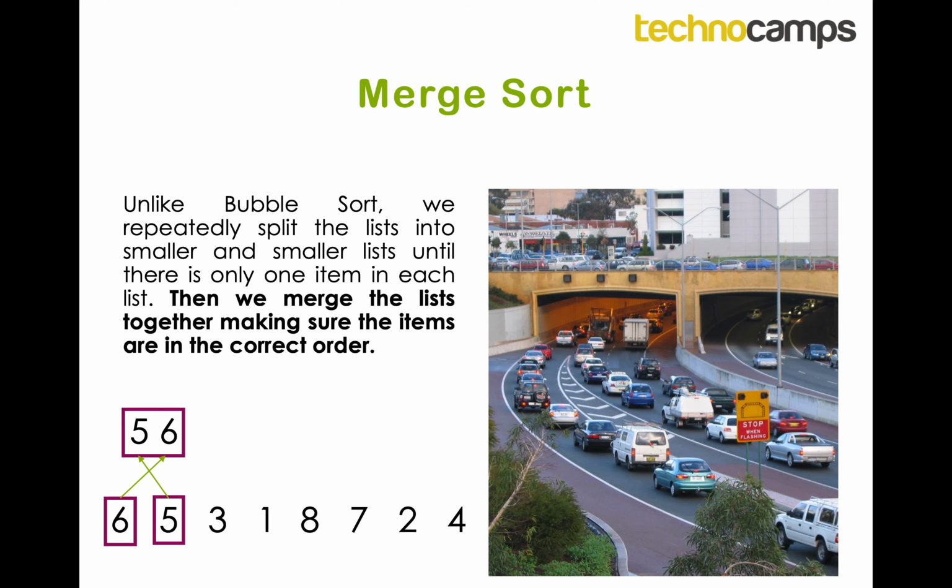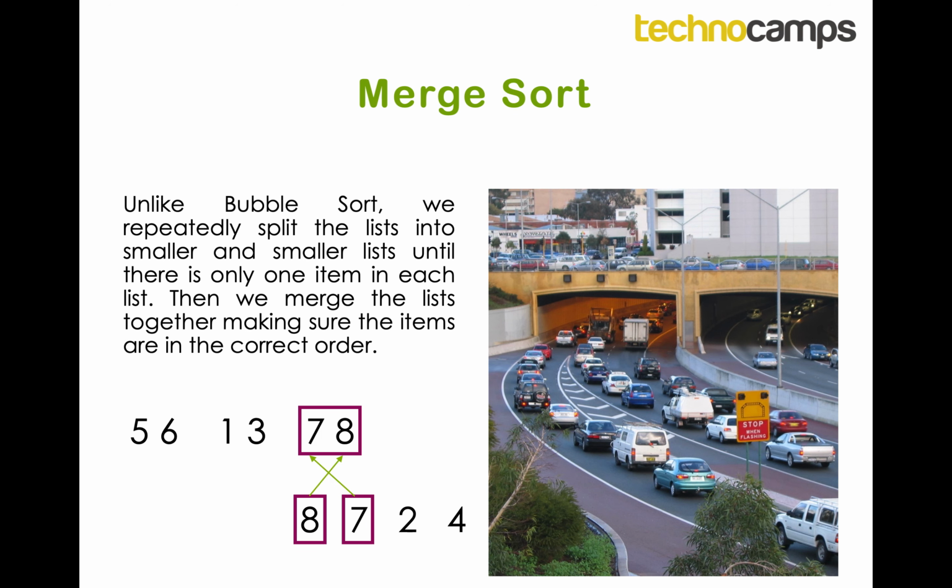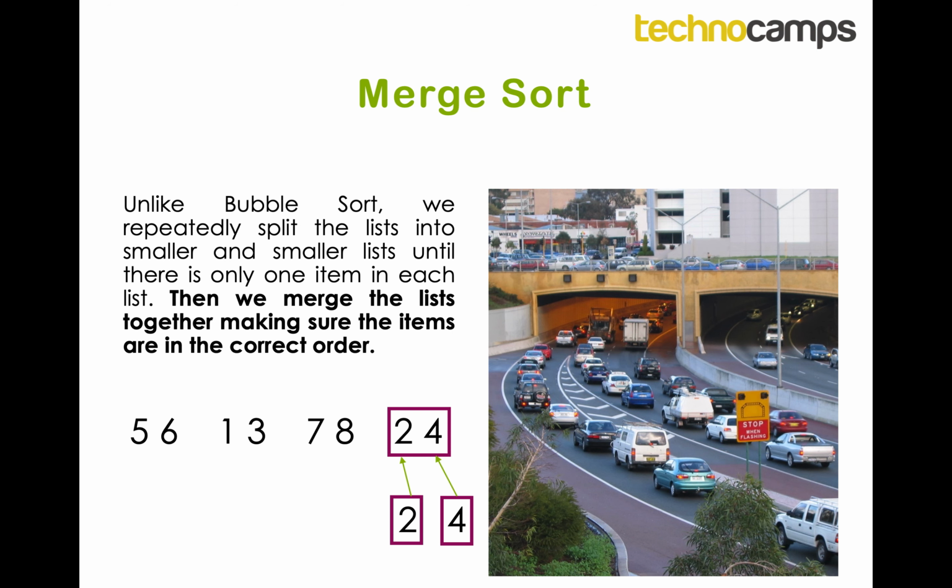So we take 6 and 5, we merge them in the right order by comparing if 6 is less than 5. If it's not, we add 5 first and then add 6 next, and that becomes one group of 2 numbers. Then we take 3 and 1 and make a group of 2 numbers in the right order. So it becomes 1 and 3. 8 and 7 become 7 and 8. 2 and 4 are added as is because they are already in the right order. So from a group of 1 number each, we have got a group of 2 numbers each.